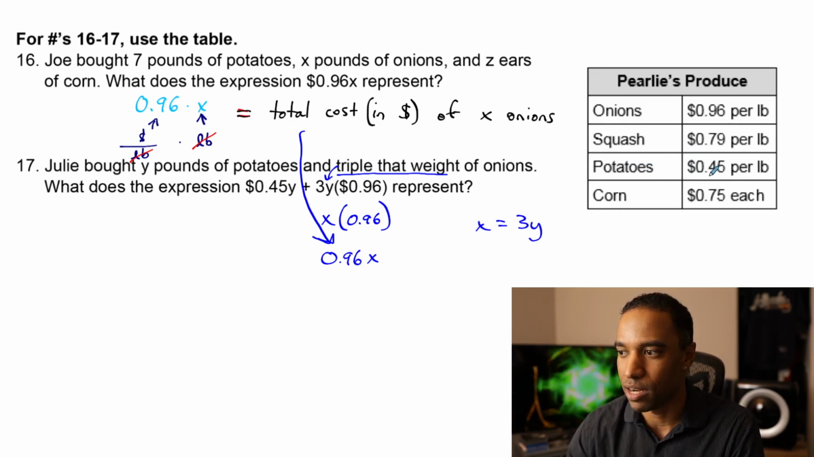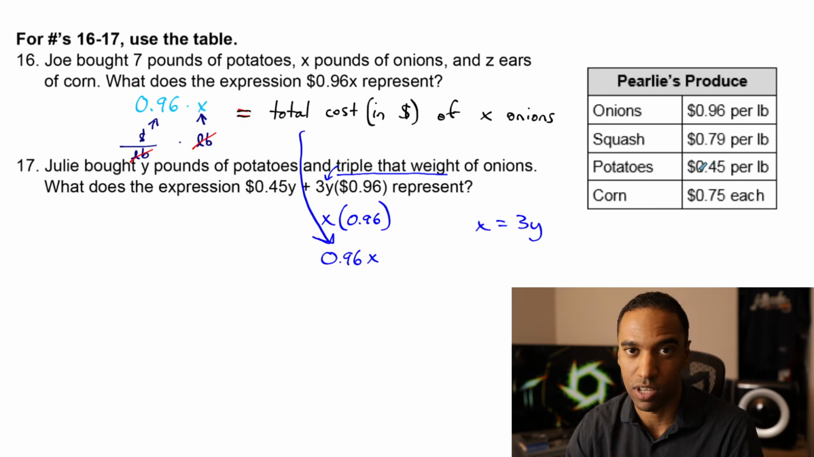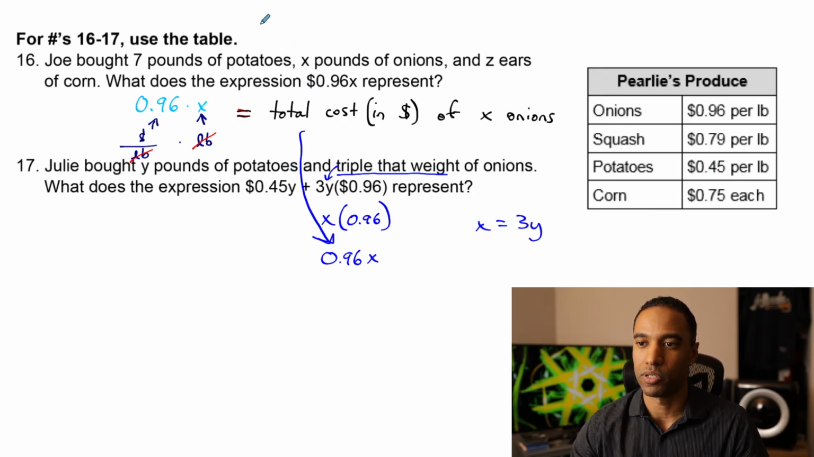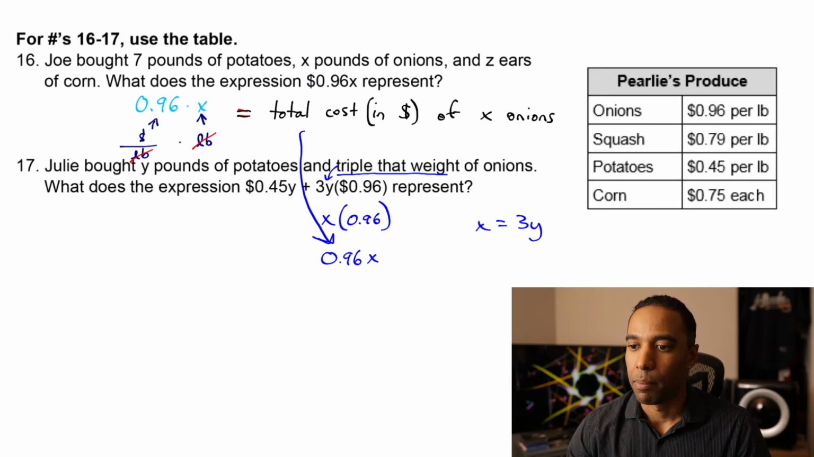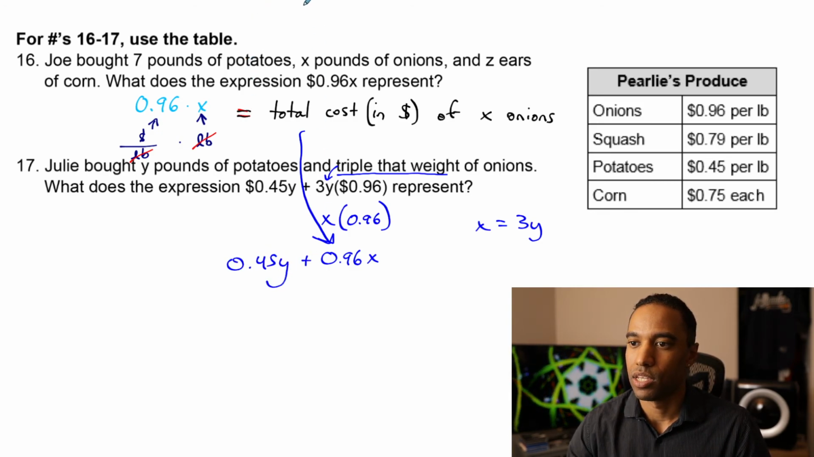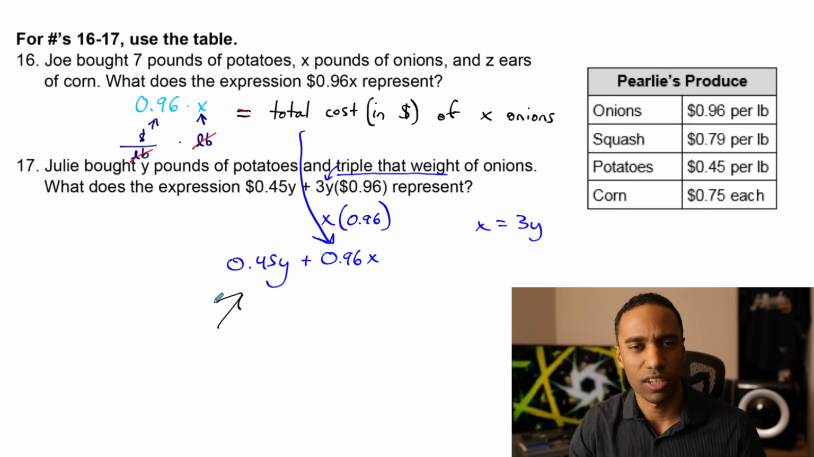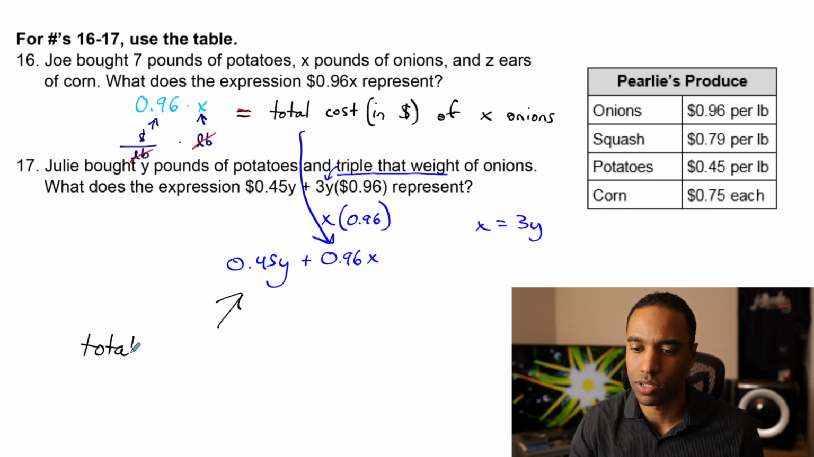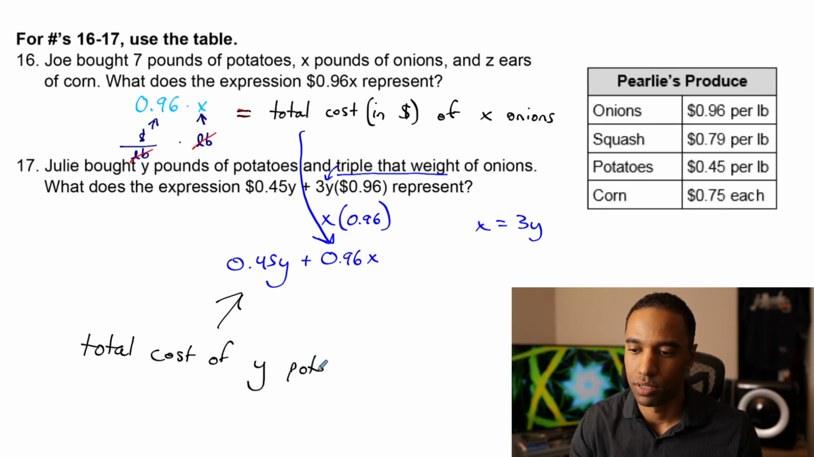Potatoes, Y pounds of potatoes, they're at $0.45, or 45 cents per pound. It's going to be the same thing, only potatoes here is going to be 0.45Y, plus the total cost. I know I'm not explaining this very well. It's going to be the total cost of Y potatoes.